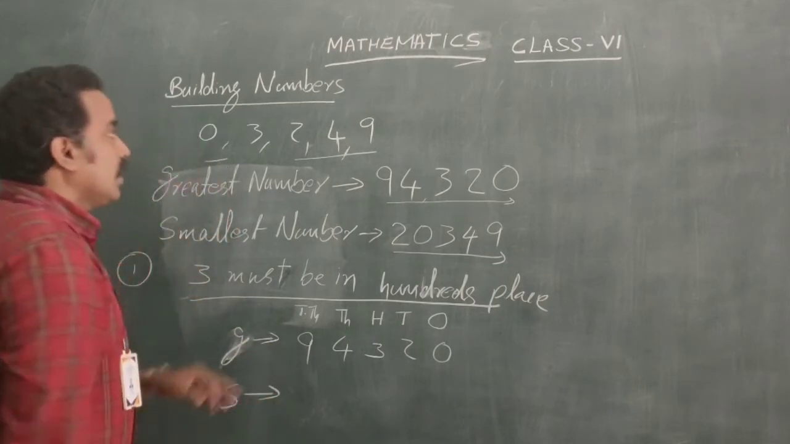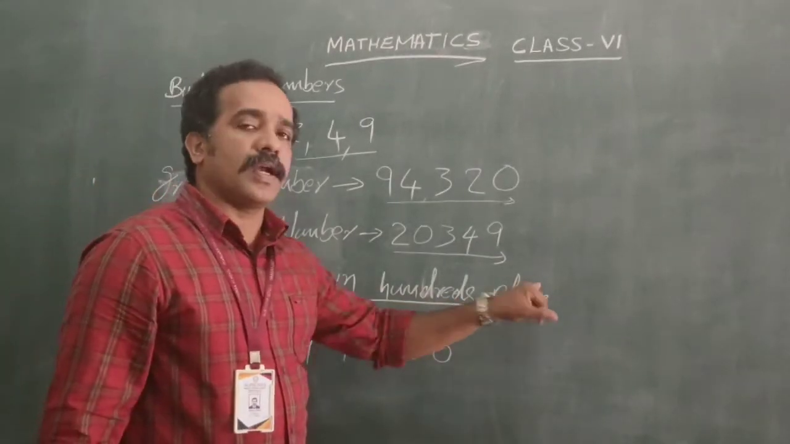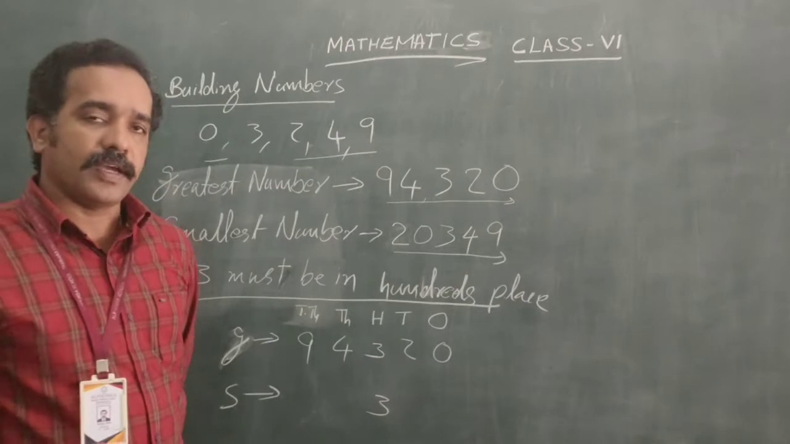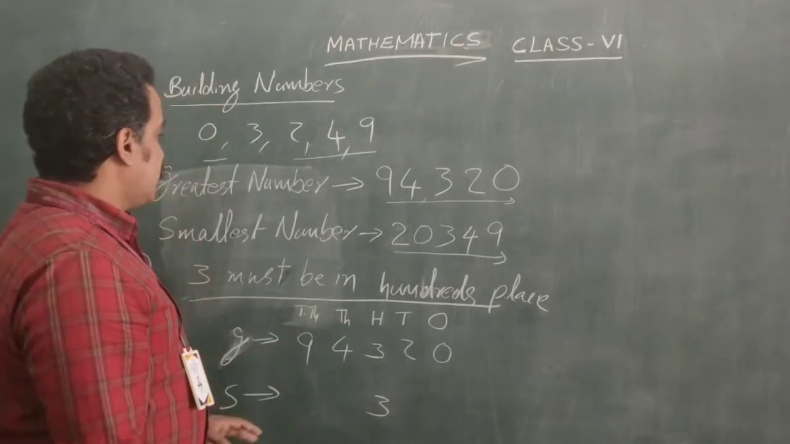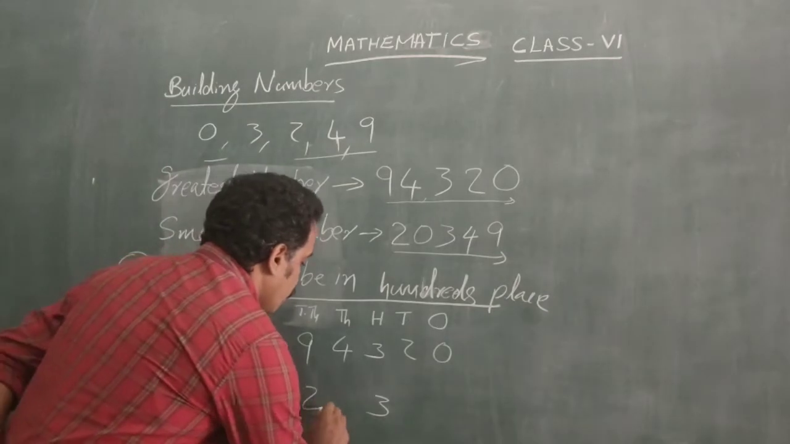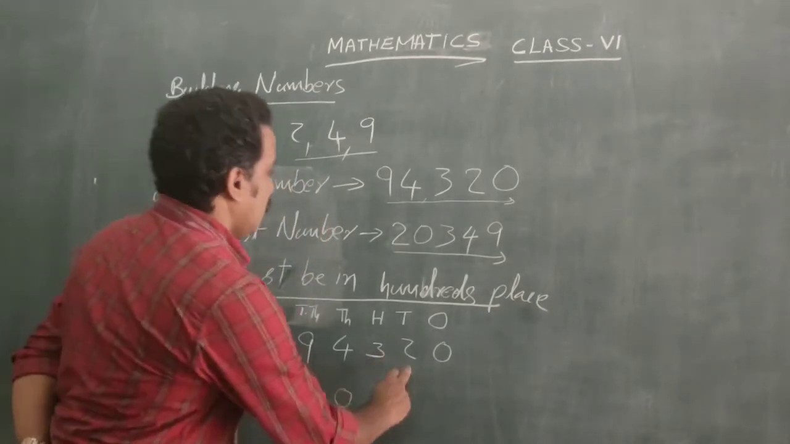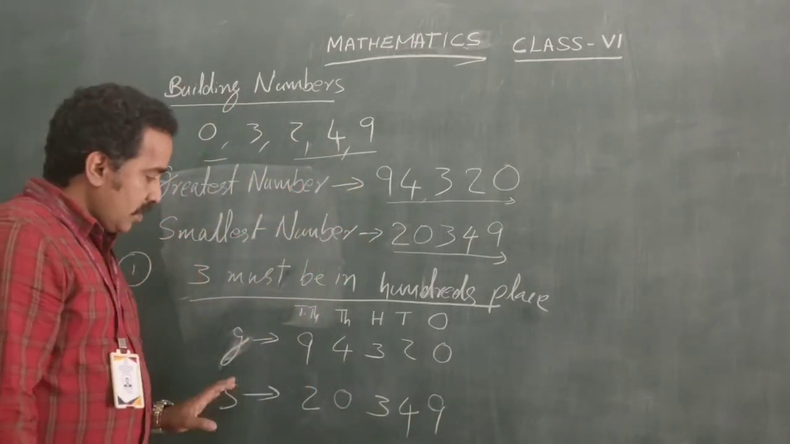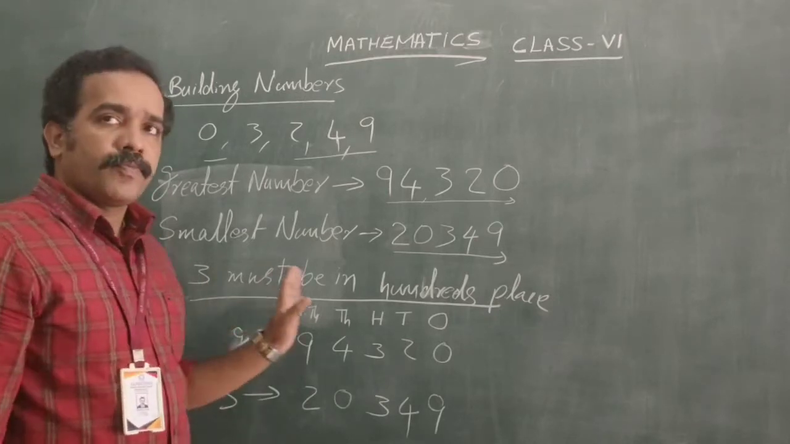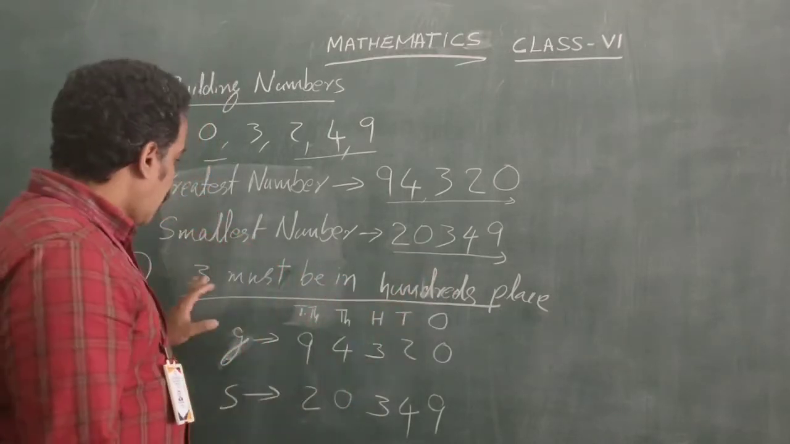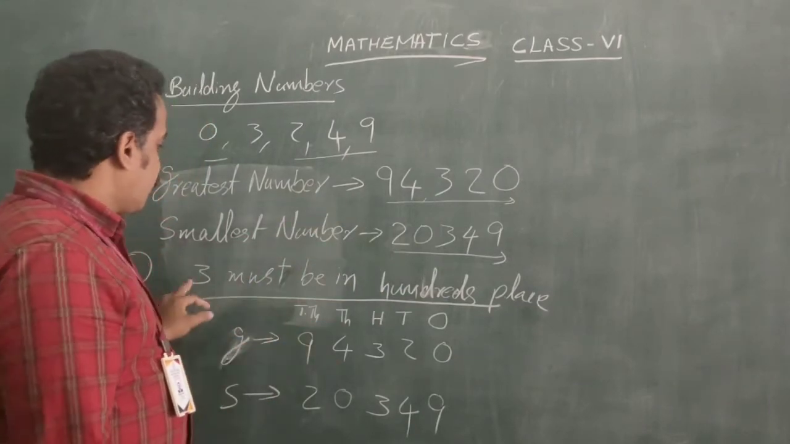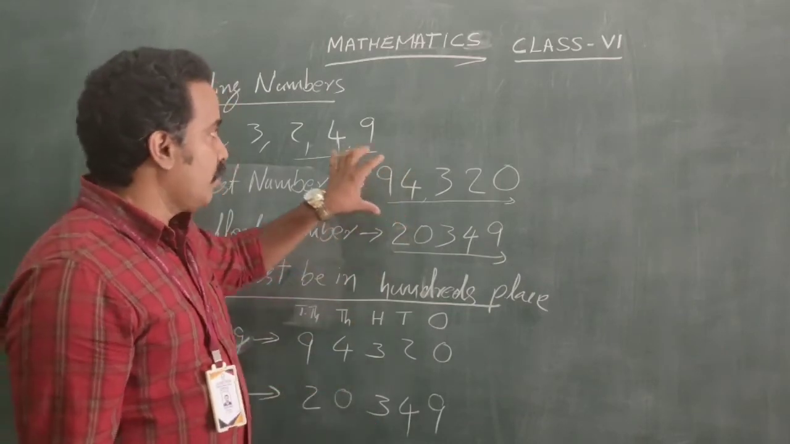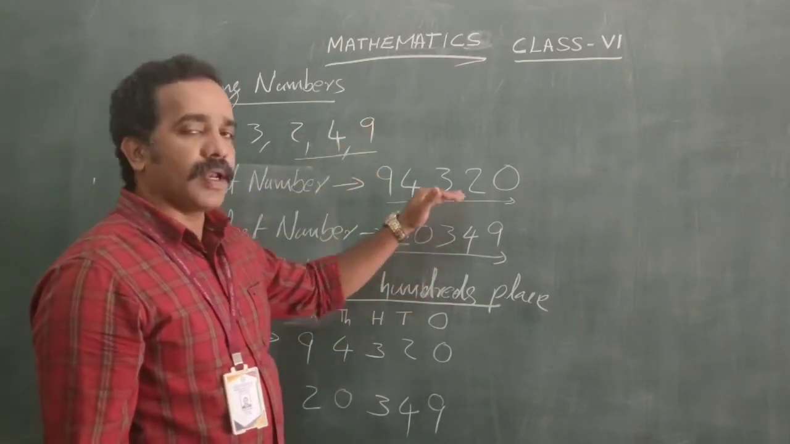Smallest number, there also 3 must be in hundreds place. 3 must be in hundreds place means you can write 3 first itself, and of the remaining digits, the smallest digit is 2, and then 0, then 4, then 9. This will be the method of forming numbers. With the condition that 3 must be in hundreds place, the greatest and smallest numbers, because of these digits, come out like that only.